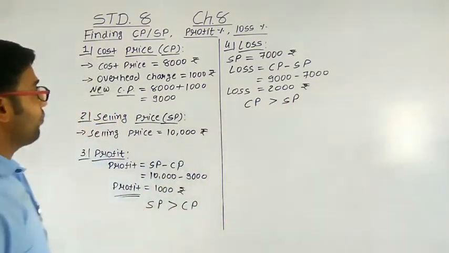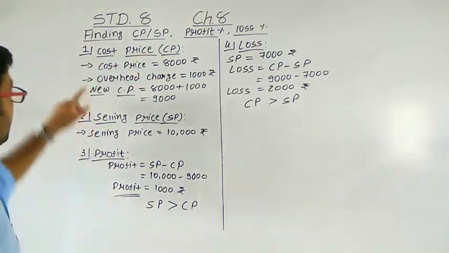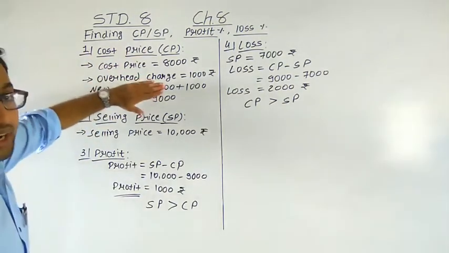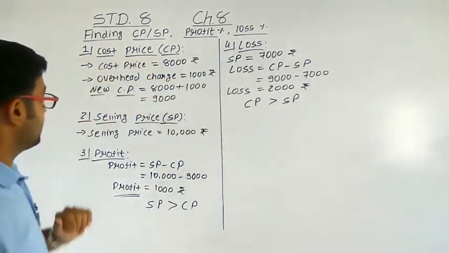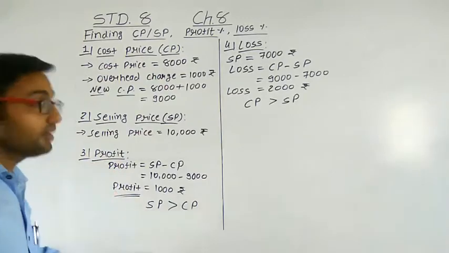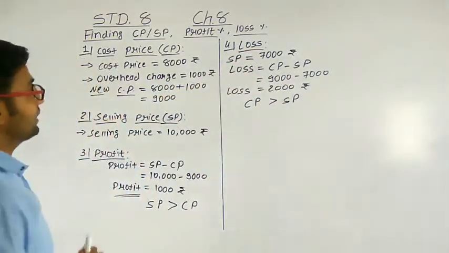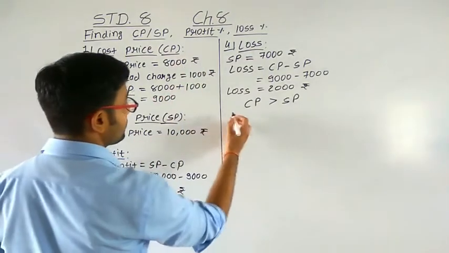So this is the fourth term that we have to understand, that is the cost price. What is overhead charge? Overhead charges are also added to the cost price. What is the selling price? How to calculate the profit? How to calculate the loss? Now we have to calculate the profit percentage.